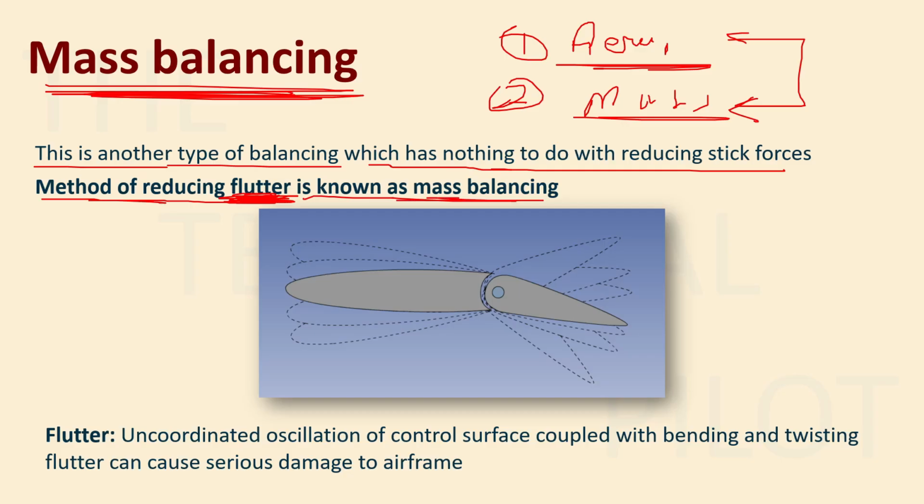So what is flutter? Flutter is just uncoordinated oscillation of a control surface coupled with bending and twisting. You all already know that when something is moving up and down or oscillating or vibrating very, very fast, that is known as flutter, right? And if that is happening to your control surface, then it can cause serious damage to the control surface.